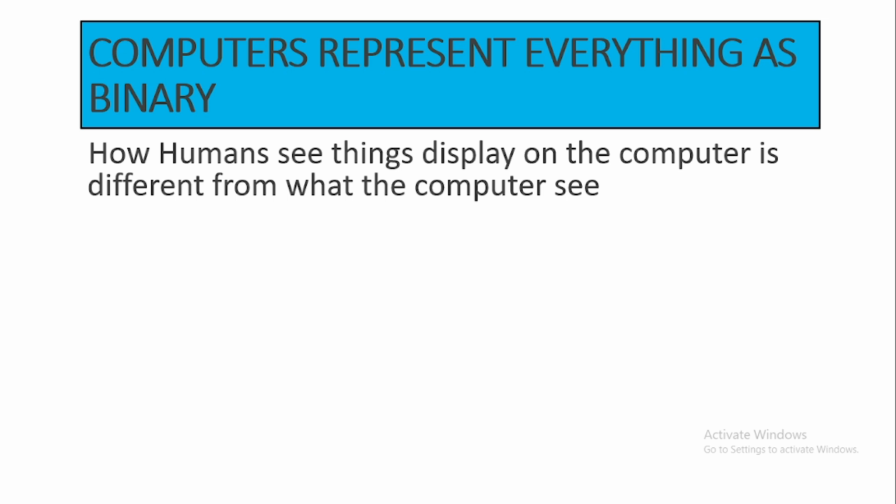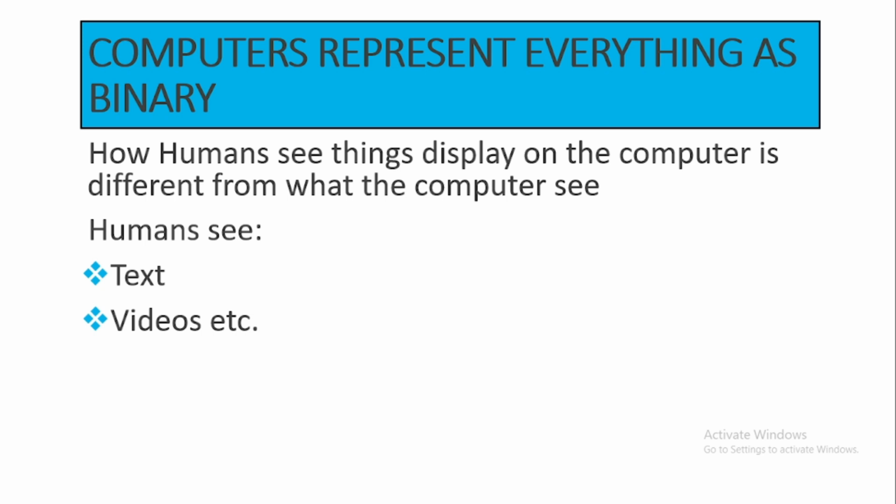How we humans see things displayed on the computer is actually different from what the computer sees. We humans see text because we are comfortable with it, and that is what we actually work with. We see text on the computer, we see videos, but the question is, does the computer actually see text? Does the computer actually see videos?